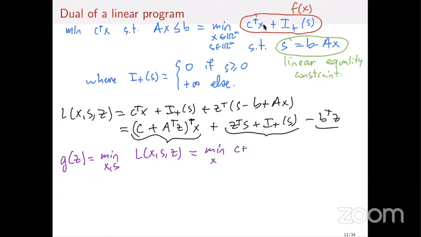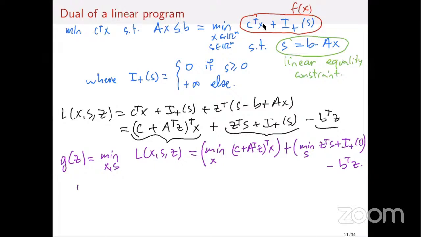So this is, okay, plus the min over S of Z transpose S plus I plus of S, okay, minus B transpose Z. Okay, so I have to solve individually these two problems, the one on X and the one on S. Now let's do this. This is very simple.